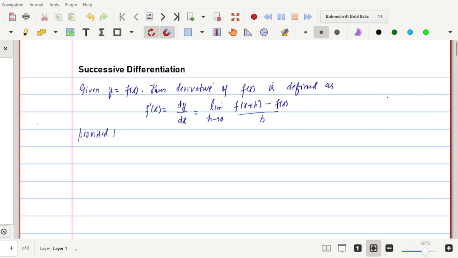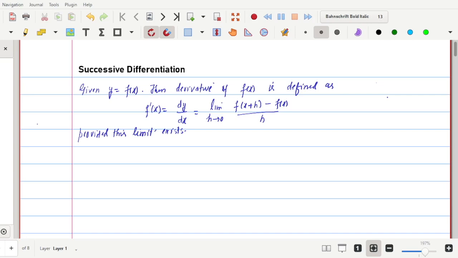The value of this limit, obtained after evaluating it, is called the derivative of the function at that point x. In particular, we already know that the derivative of sin x is cos x, the derivative of cos x is minus sin x, the derivative of log x is 1 by x, and so on. Here we are not going to take those details, but we are going to look at what we mean by successive differentiation.